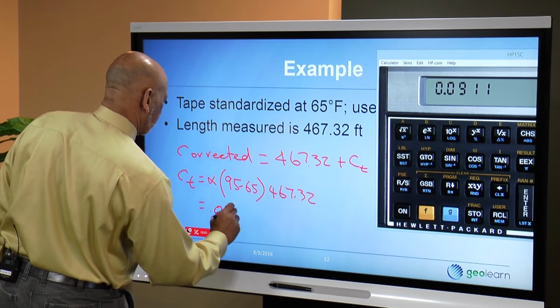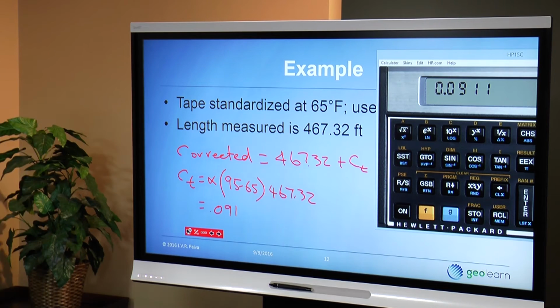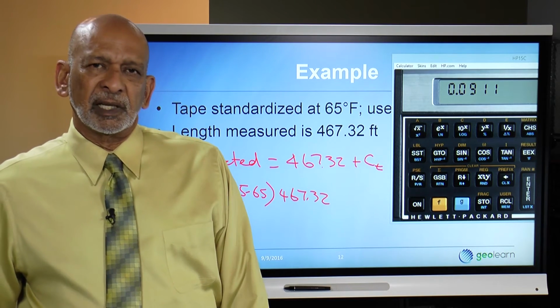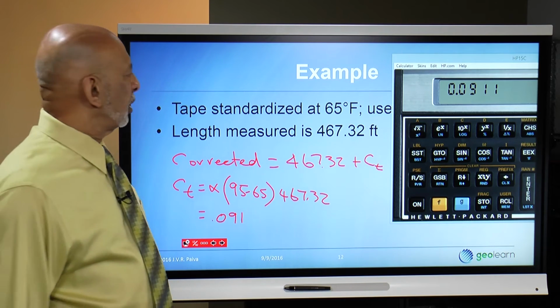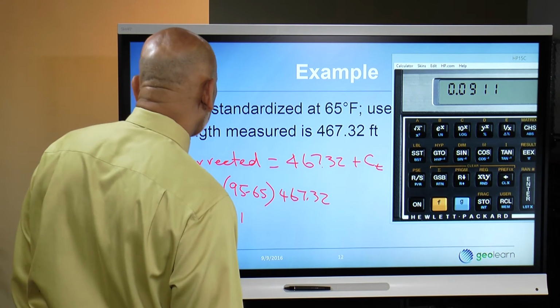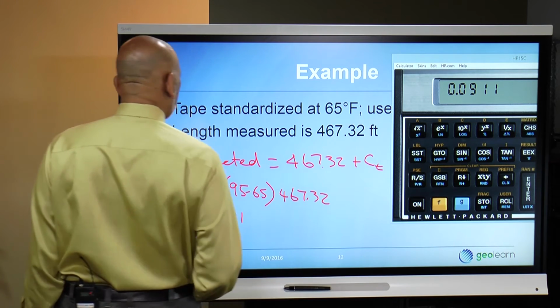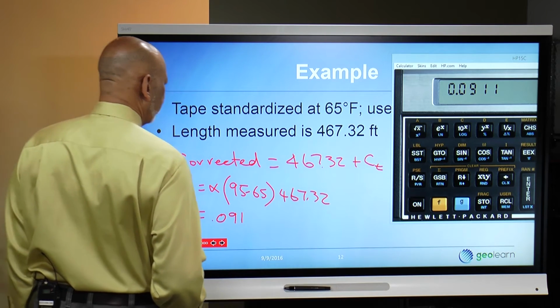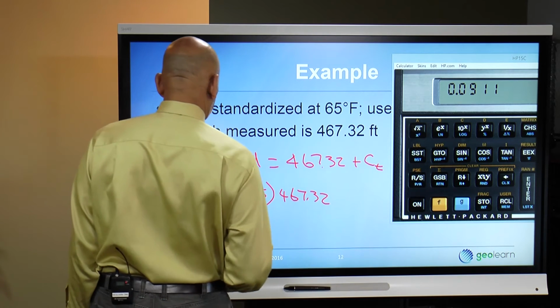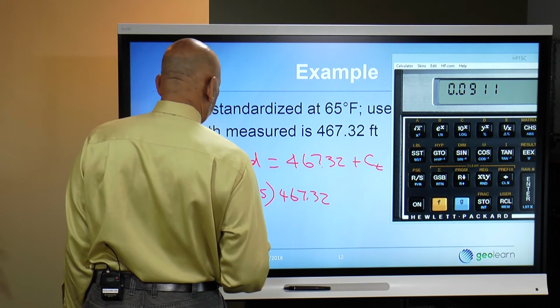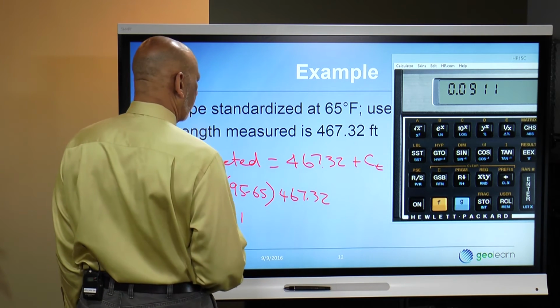So this is a suggestion I have. Always carry out your corrections to one more decimal place for your intermediate values and then round down to whatever your result needs to be. I'll let you do the math, but the answer would be 467 plus 0.091 because this correction comes out to be positive.